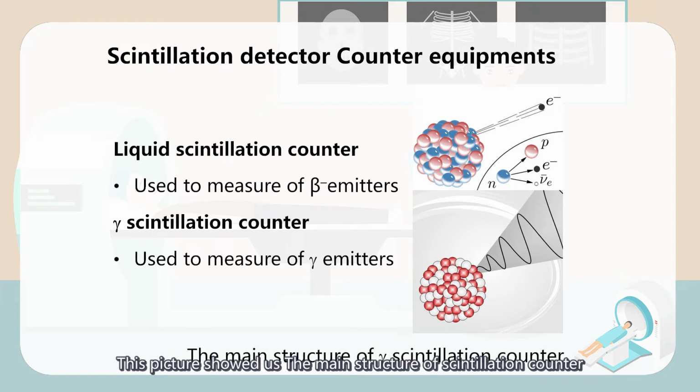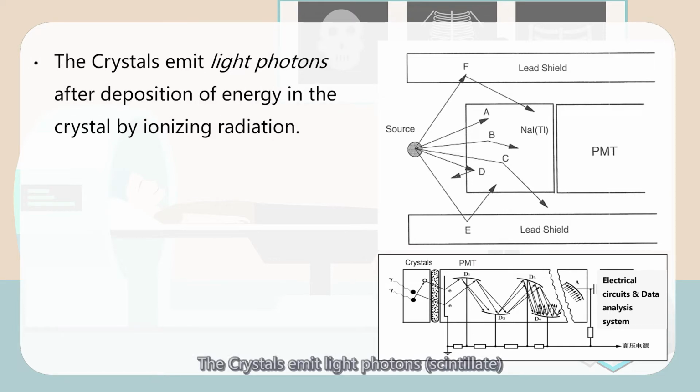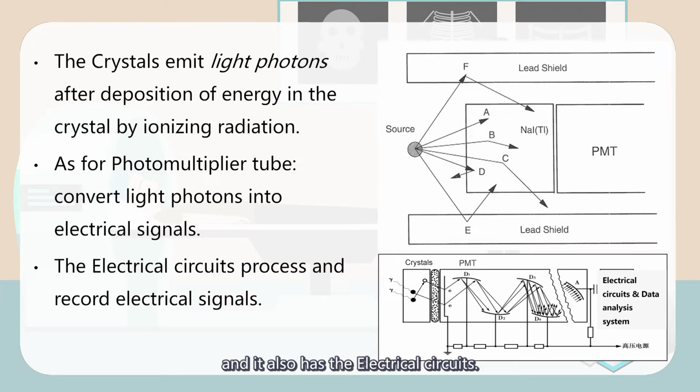This picture shows us the main structure of the gamma scintillation counter. So the first part is the crystal. The crystal emits light photons after deposition of energy in the crystal by ionizing radiation. The next part is the photomultiplier tube. The photomultiplier tube converts light photons into electrical signals. And it also has the electrical circuits. In this part, the electrical signals are processed and recorded.